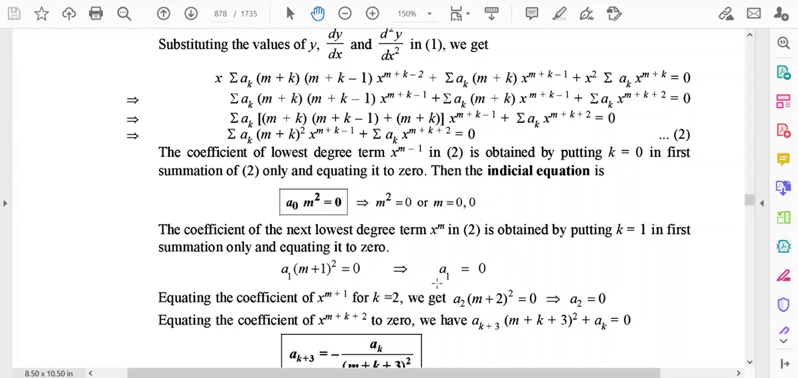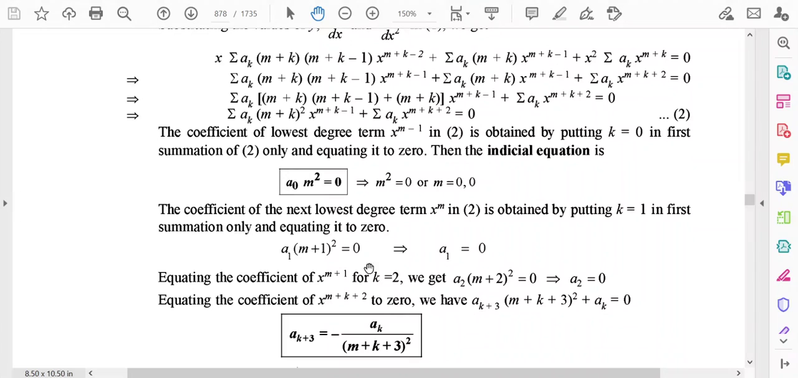Now we can again calculate the coefficient of the next lowest power of x, that is x to the power m plus 1. If we want to obtain the coefficient of x to the power m plus 1, then you have to put k is equal to 2 here. So then it will be m plus 1. After putting k is equal to 2 in the first summation only, you obtain a2 is equal to 0.